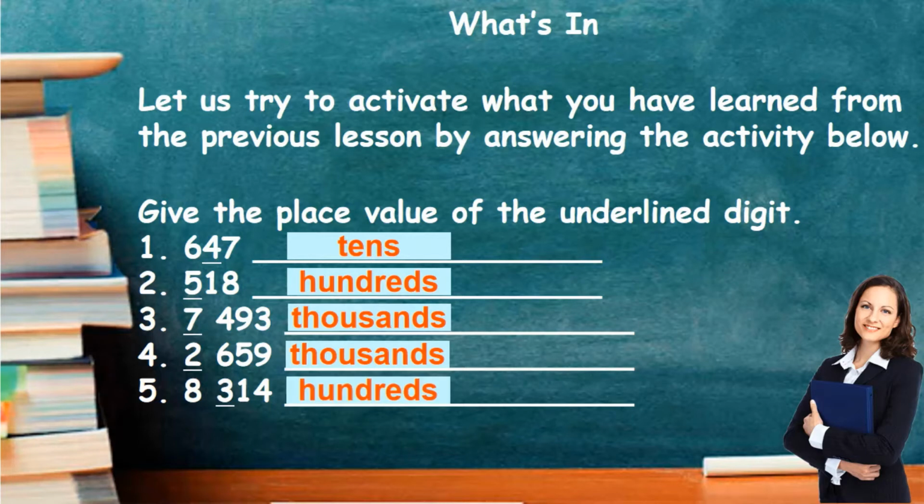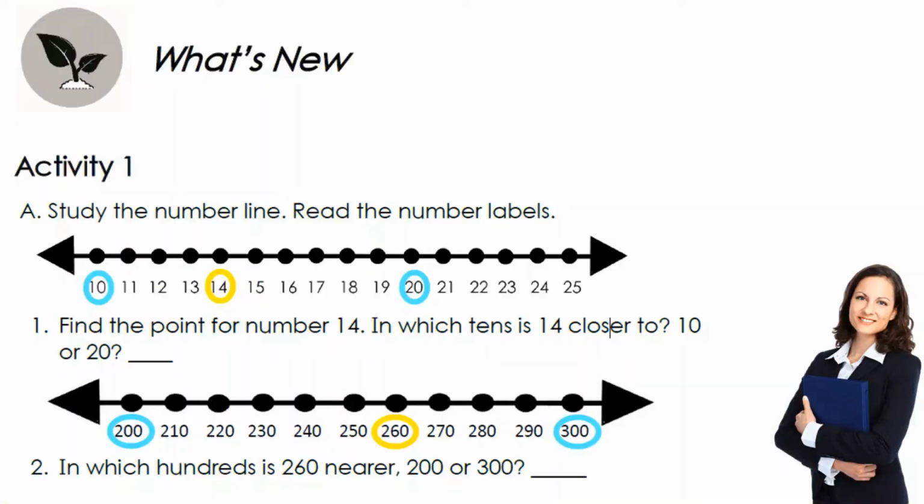Next, let's go to what's new. Activity 1. Study the number line, read the number labels. Number 1. Find the point for number 14. In which tens is 14 closer to? 10 or 20? The correct answer is 10. Number 2. In which hundreds is 260 nearer? 200 or 300? The correct answer is 300.